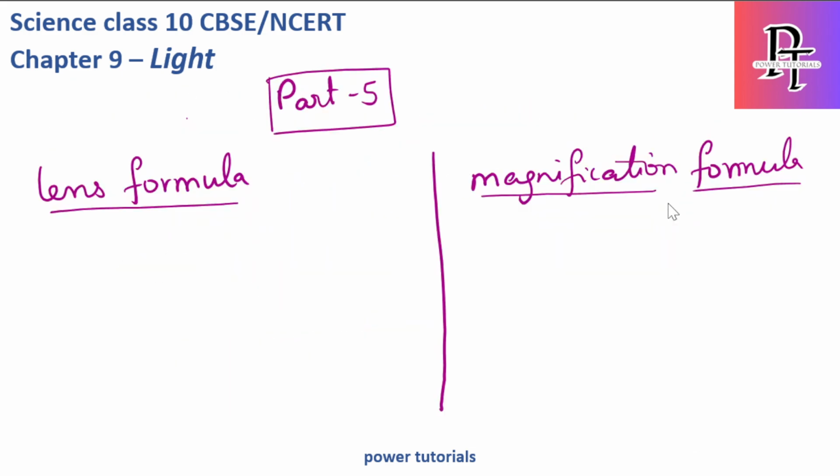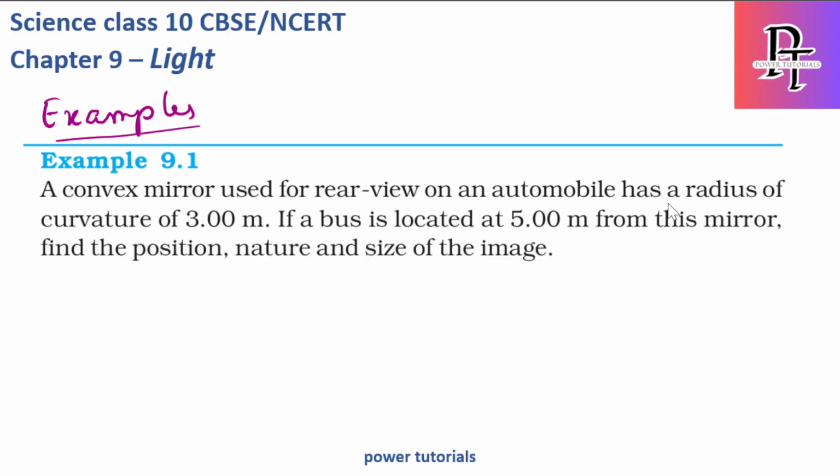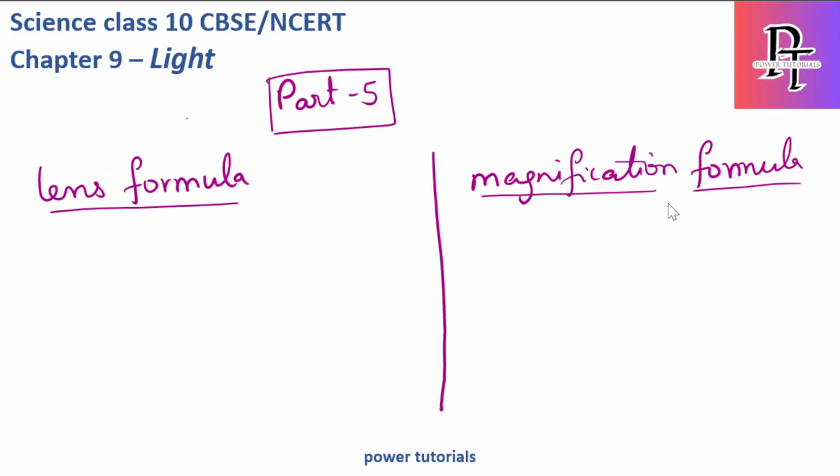Now in this part 5 today we are going to cover the lens formula, the magnification formula of the lens, and the power of a lens, and then we are going to solve the 4 example questions which are there in this chapter. Day after tomorrow we'll start with the exercise questions, and mostly within 2 videos we'll try to conclude them. So let's see what the lens formula is.